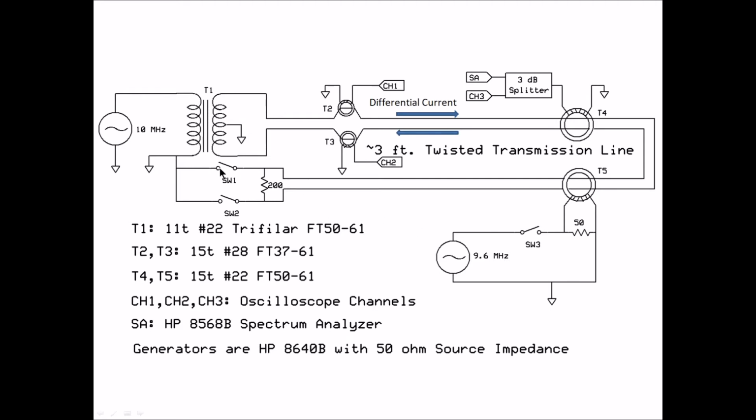By switching switch 1 or switch 2, I can unbalance the balance line and cause a common mode current to flow. The differential currents flow in opposite directions. The common mode current flows in the same direction, but they're all in the same circuit.